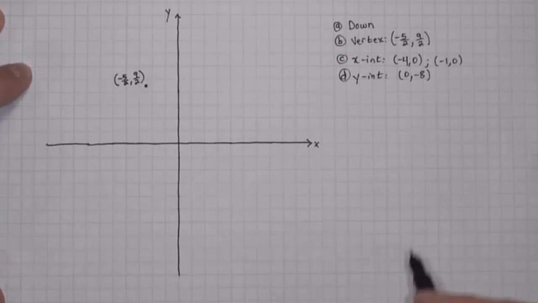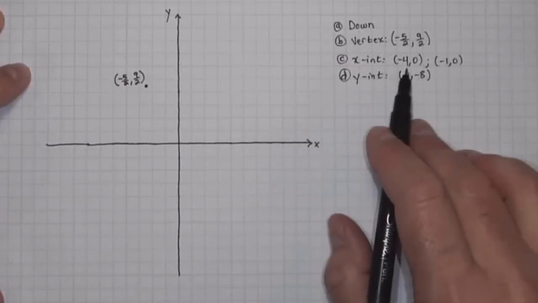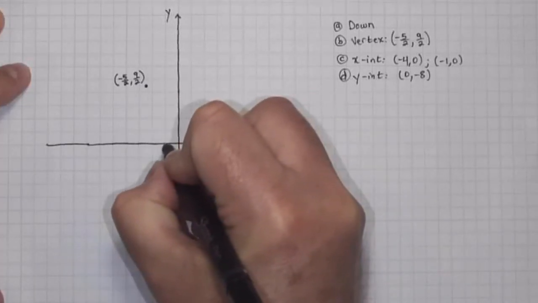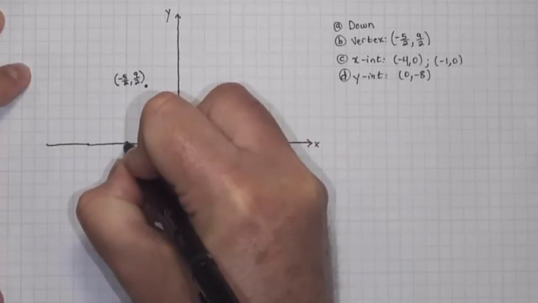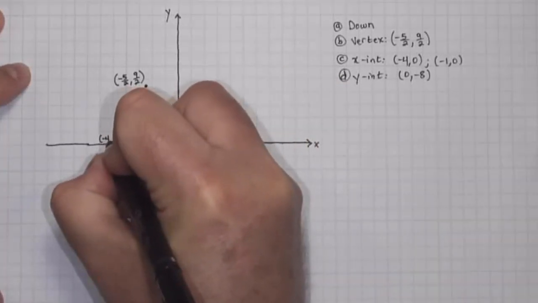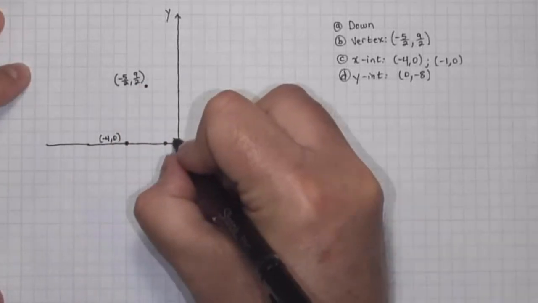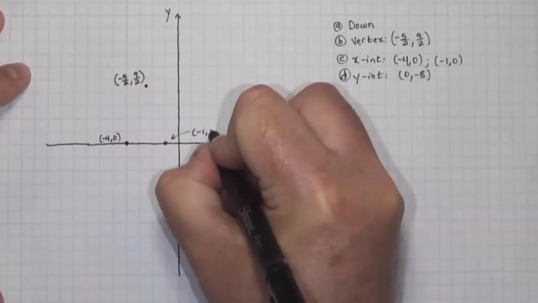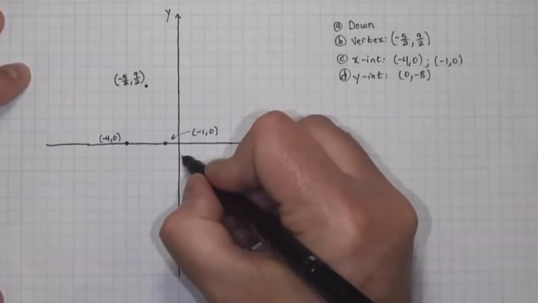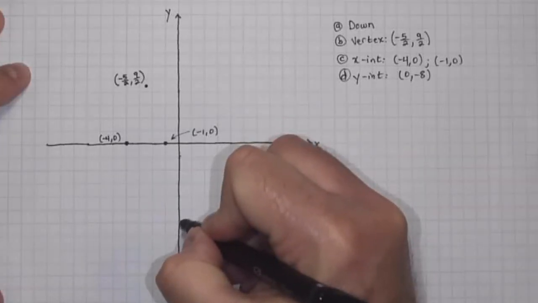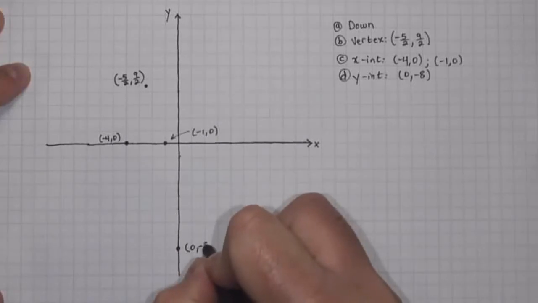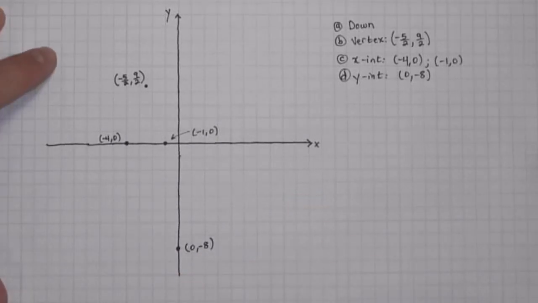Okay? Now we know also that the x-intercepts are negative 4, 0, and negative 1, 0. So negative 4, 0, 1, 2, 3, 4. So there's negative 4, 0. Negative 1, 0 is here. So labeling those, negative 4, 0, and that point is negative 1, 0. And we know that our y-intercept is 0, negative 8. So 1, 2, 3, 4, 5, 6, 7, 8. So that's right here. Here is our y-intercept, 0, negative 8.